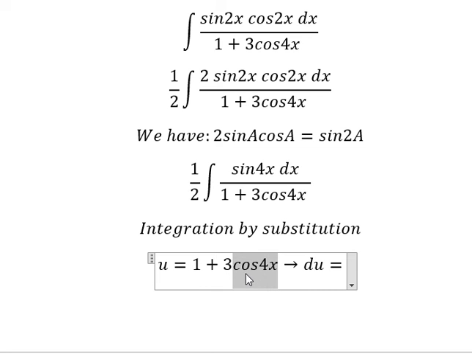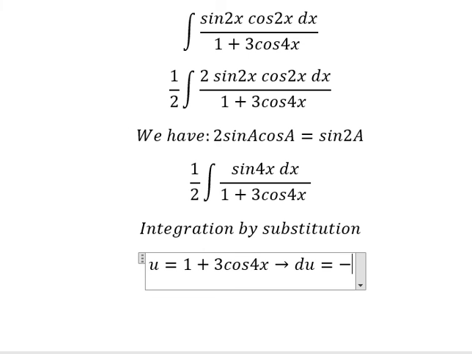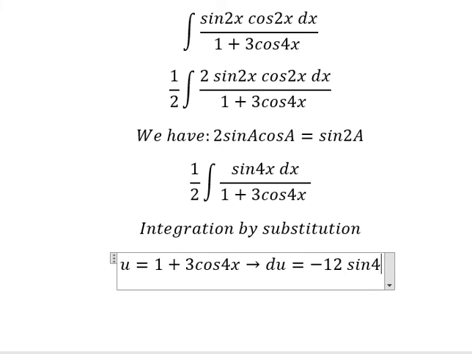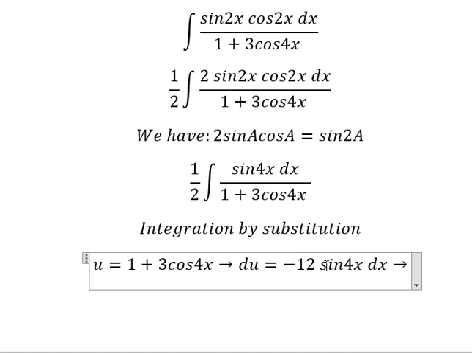This one, we have negative 4 sin 4x. So 3 and negative 4, we have negative 12. Because we don't have negative 12, we need to divide both sides by this one.